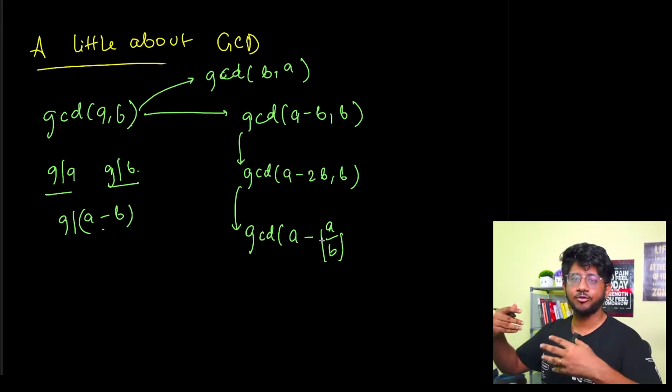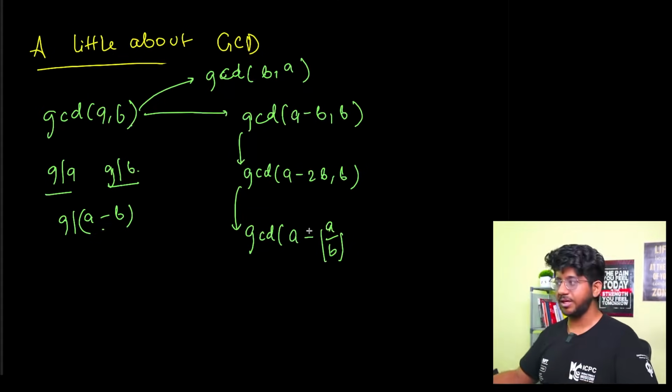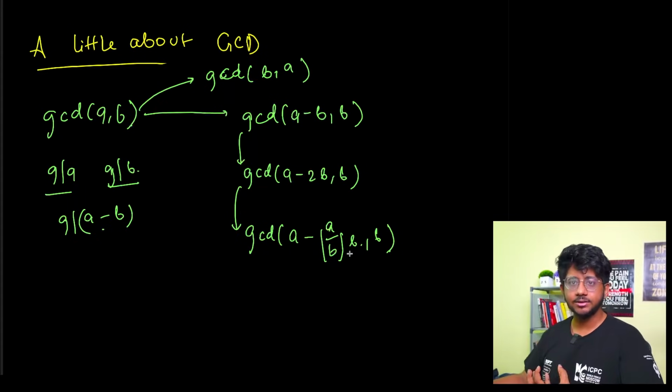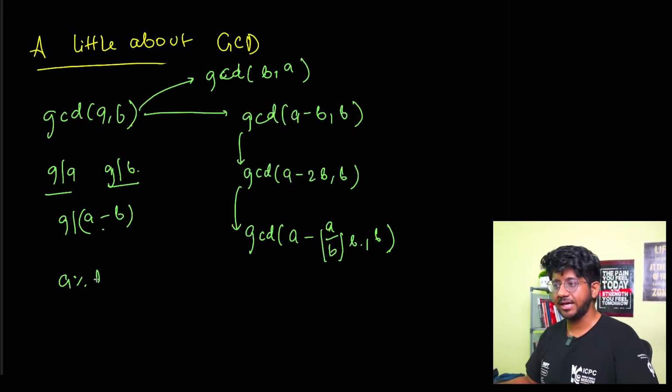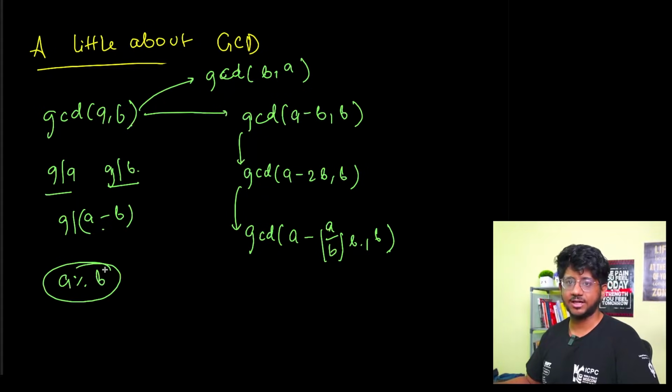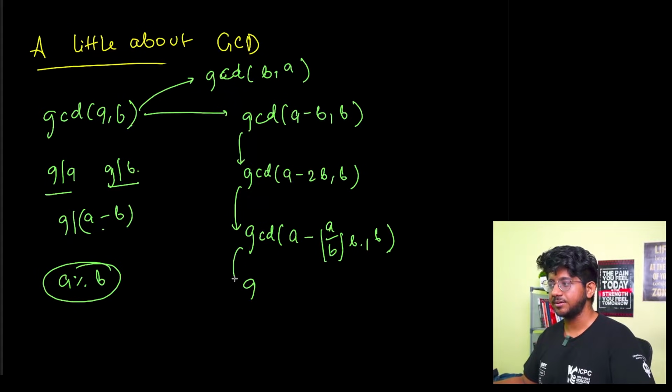This is the maximum number of times you can subtract B from A, floor of this times B, right? And if you know about remainders, like what is the remainder when you divide A by B, this is the syntax for that in C++. So if you want to find the remainder, you basically do it like this. This is nothing but the remainder, right? This is the quotient.